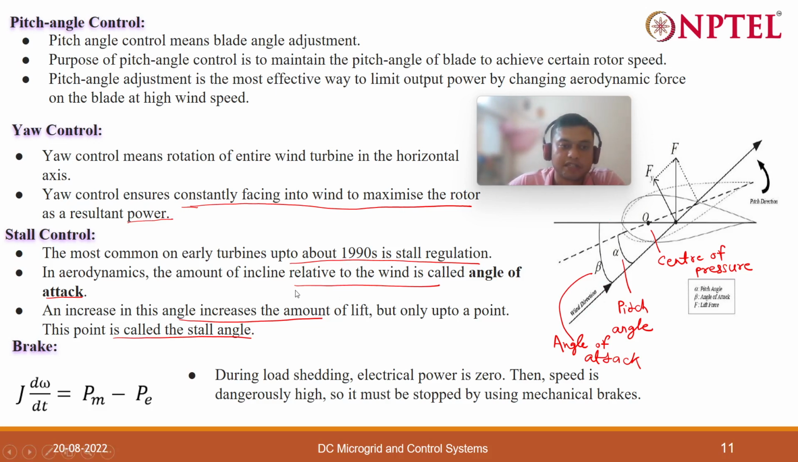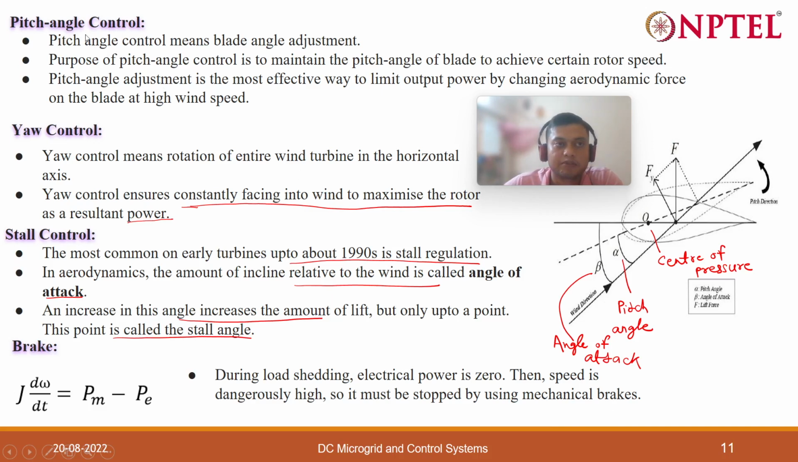And what is this brake? During load shedding, electrical power is 0. If you go through this equation and make the electrical power 0, then the speed becomes dangerously high, that is, the accelerating power becomes very high, so it must be stopped by using some mechanical brakes. So that is the braking system.